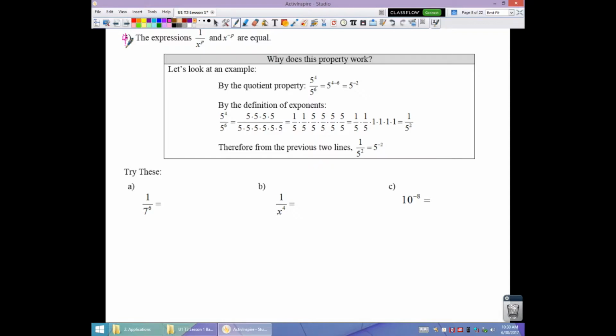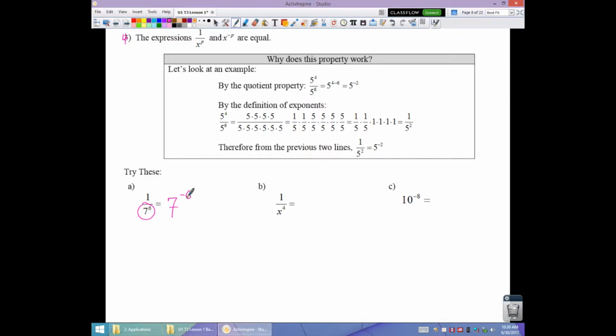If you start with a fraction with the power in the denominator, to get that power out of the denominator, you simply move it up into the numerator, but change the exponent to its opposite sign. Okay? So an example of that would be part A, 1 over 7 to the 6th. To get that power out of the denominator, I simply change the exponent 6 to its opposite, so it's 7 to the negative 6th.